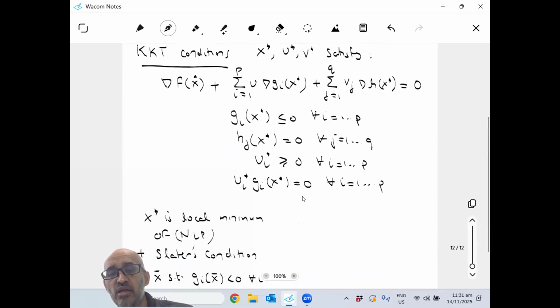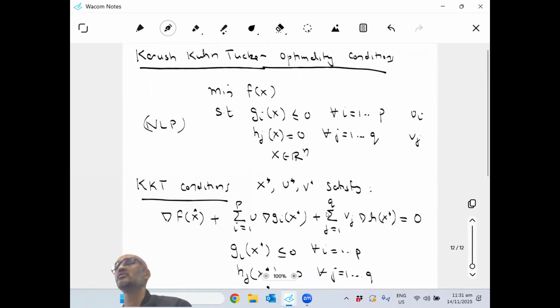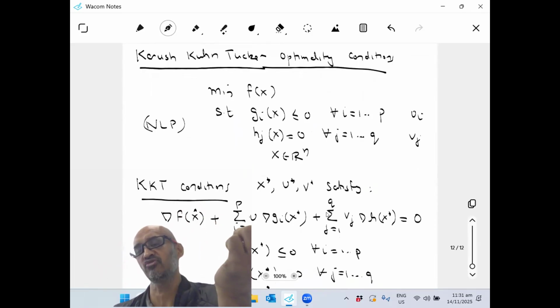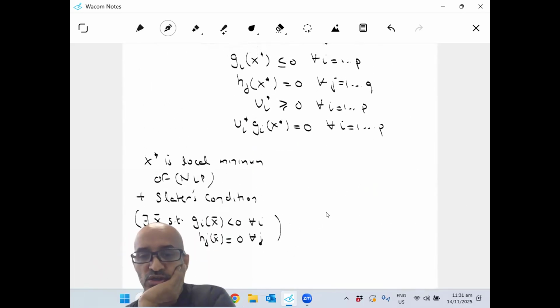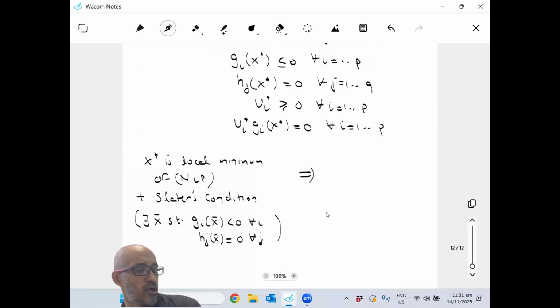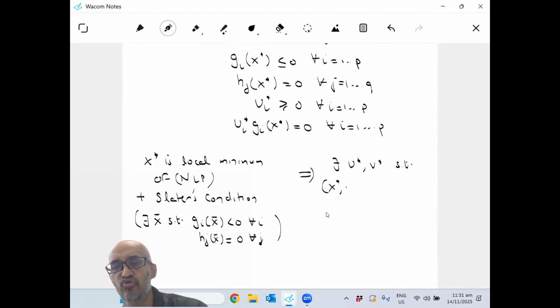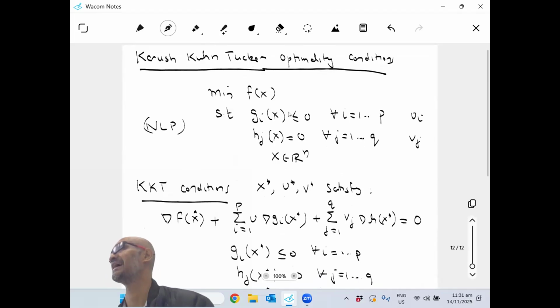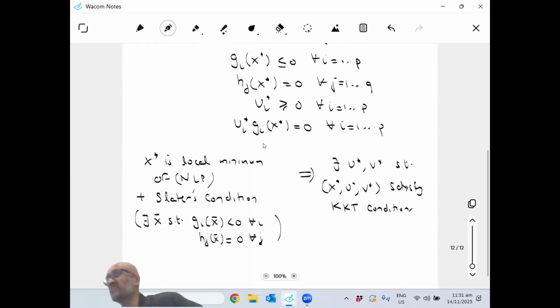What is this condition saying? It's basically saying that if you look at this feasible region, there is some point in the strict interior of the feasible region. There is some feasible point where the inequalities are satisfied strictly and the equalities are satisfied. This is called Slater's condition. Then there exist u star and v star such that x star, u star, and v star satisfy the KKT conditions. So if I have a point which is a local minimum and the optimization problem satisfies some regularity condition, that point has to satisfy these KKT conditions along with these variables u and v. These are what are called necessary conditions for a local minimum.